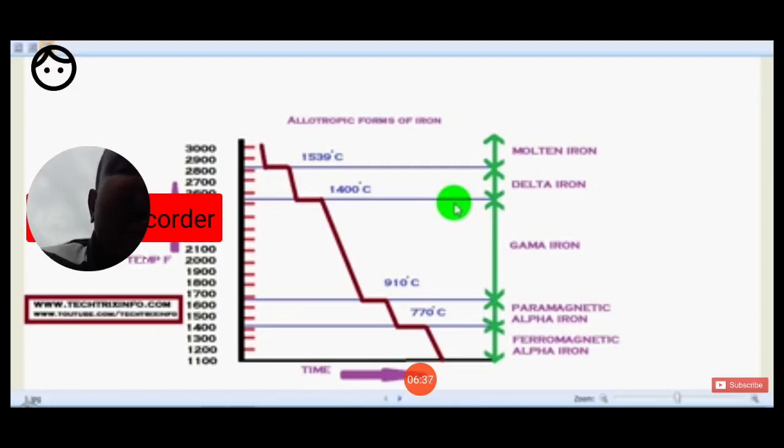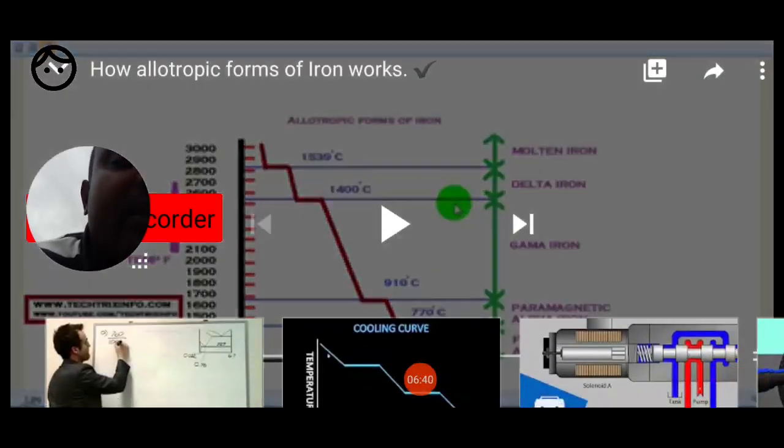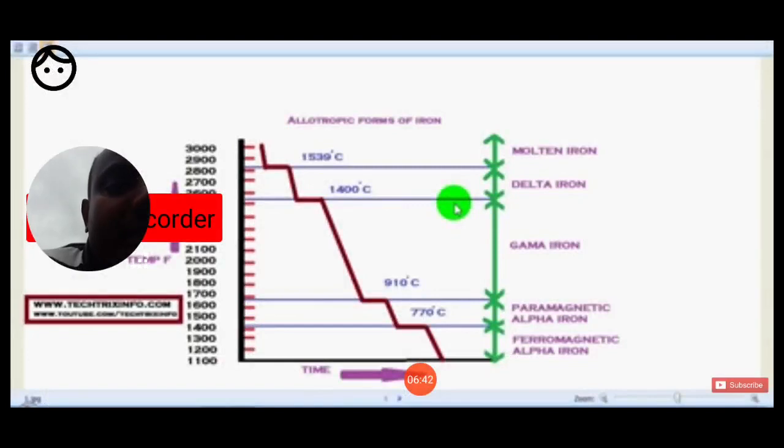So it exhibits the FCC structure, face centered cubic structure. Next you will see that below 910 degrees centigrade it is called alpha iron. From 910 to 770 or 763 degrees centigrade, we have the non-magnetic property. Above 770 degrees centigrade, all of these are non-magnetic. Below 770 degrees centigrade is the magnetic property. That is called alpha iron. With the magnetic property, it is called beta iron, below 770 degrees centigrade.